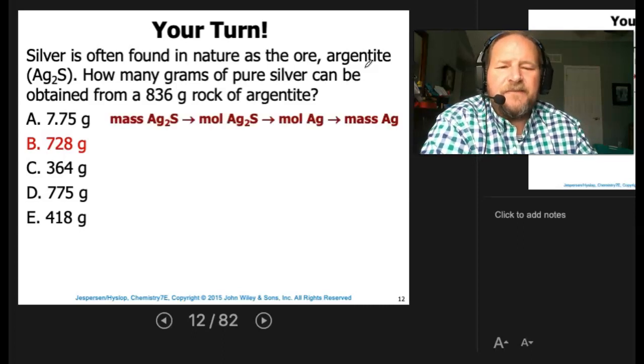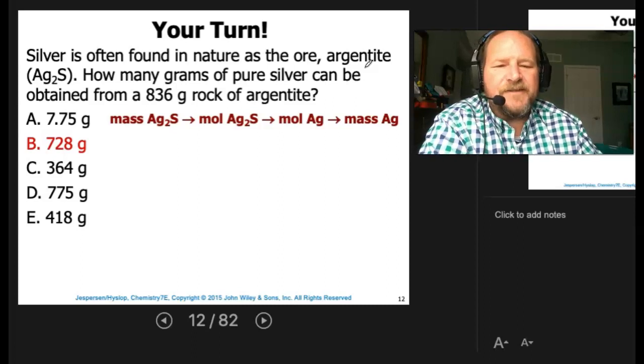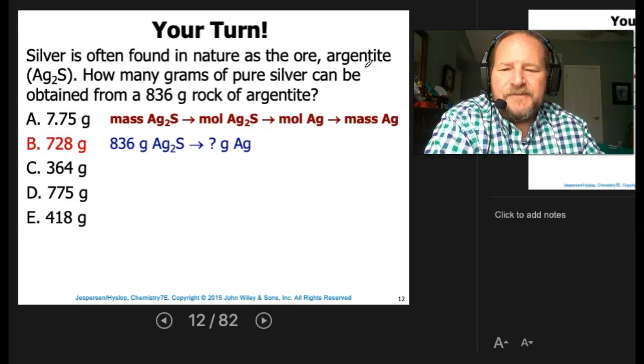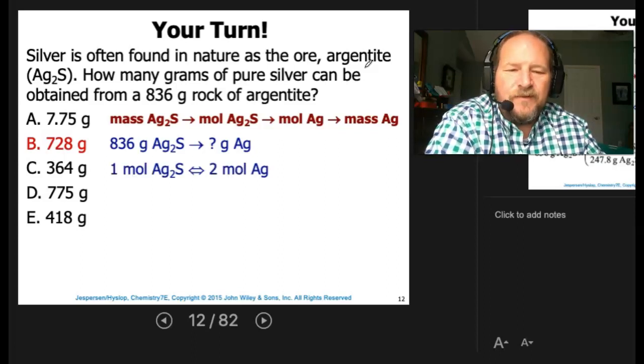And again, same 3-step process. You might get bored of that, but it's going to work every single time for us. We're going to start with 836 grams of the Ag2S. We're going to go to grams of silver. We're going to do that by looking at the mole-to-mole relationship and, of course, our periodic table.